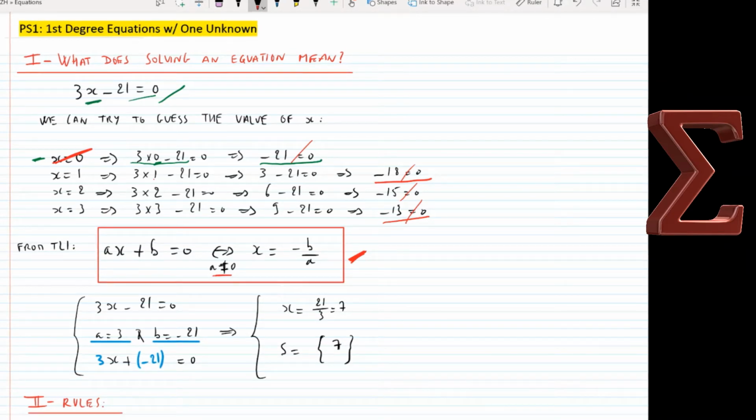Once again, if you're not familiar with these results, please check out theory lesson number 1 on how to solve first degree equations with one unknown. So now, see how easy it is to solve this equation.